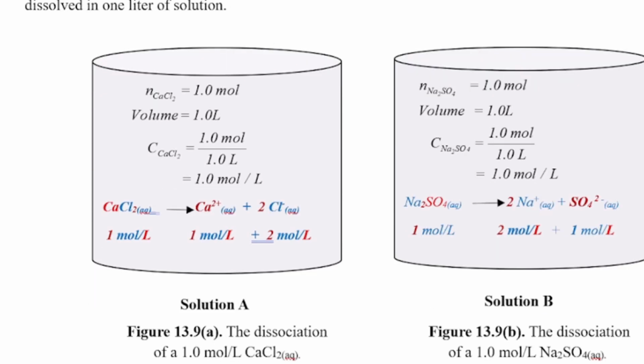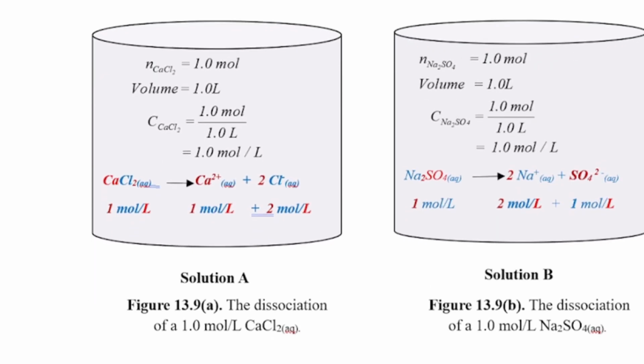So what we have here is another illustration of this concept, but we're now putting them in the solution. So we're actually having 2 compounds there being dissolved in a liter of solution. The number of moles in this case is 1 mole of calcium chloride, and the volume of solution that we're using is 1 liter. So the concentration is equal to N over V, C is equal to N over V, and my concentration there is 1.0 mole per liter.